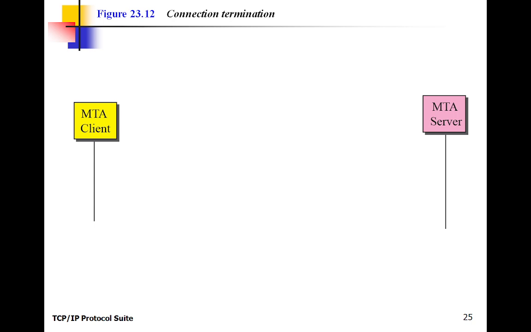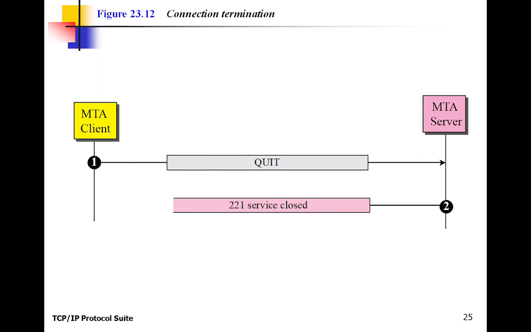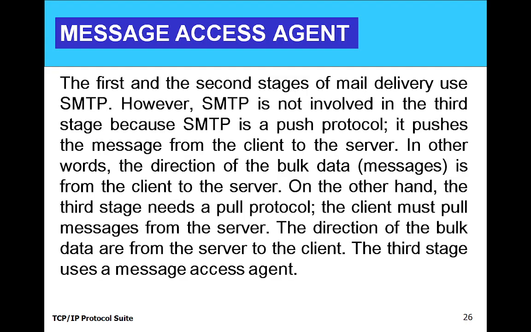Then the next one is the connection termination. Once the message data transfer is successfully done, we can terminate the connection. Here, from the client side, we send the quit message and we get the response. Your connection then becomes terminated, so other users can be involved in such mail communications.